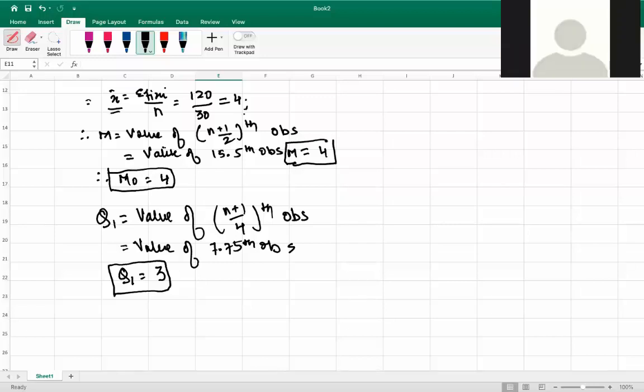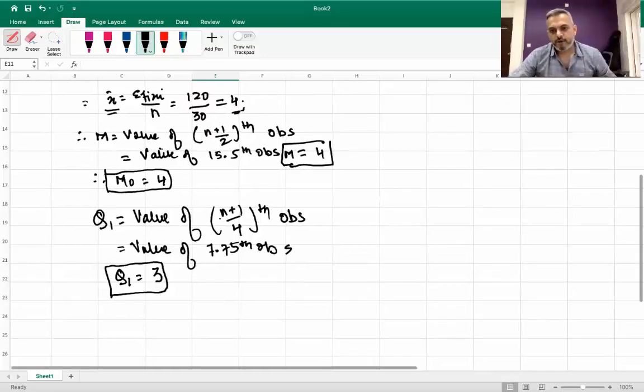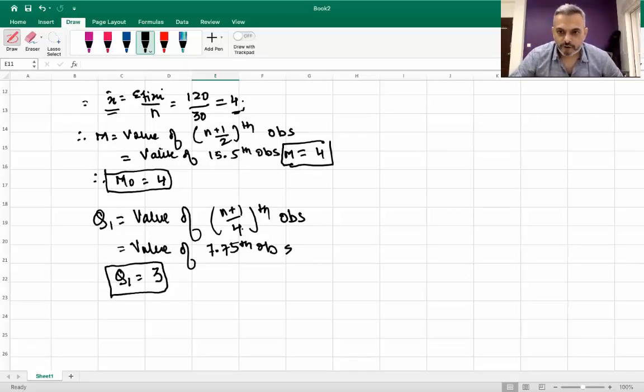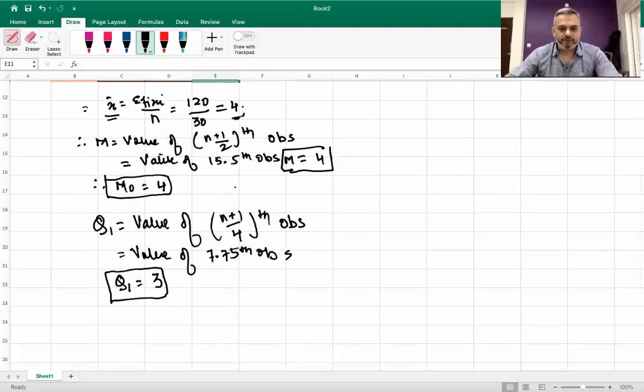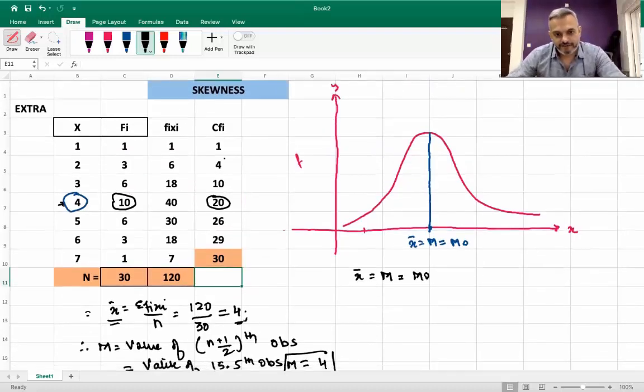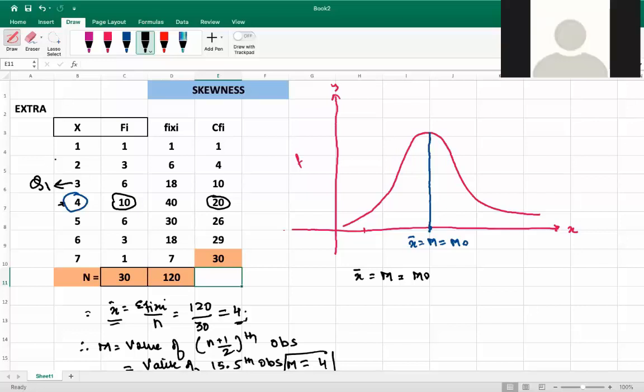See, value of Q1 is value of n plus 1 upon fourth observation. So n is 30 plus 1, 31 divided by 4. Take a calculator and do it. You will get 7.75th observation. So see the column CFi. Fourth observation will come over here. Fifth, sixth, seventh, eighth will come in this 10. So 7.75 will come over here. So this will be your Q1. Got it now? Yes sir, got it.